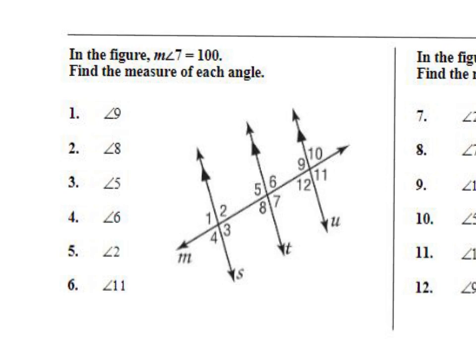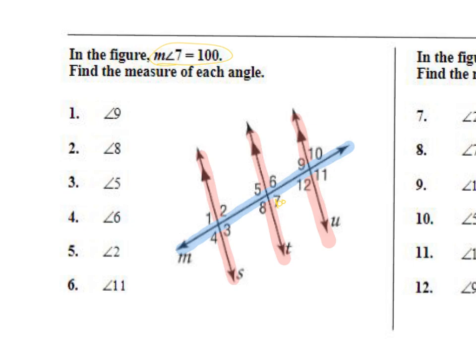So basically, we are told that we have line S parallel to T, parallel to U, and that our transversal coming through all of those is M. So that's going to help us with our measurements here. And we are told that the measure of angle 7 is 100. So I'm going to start by putting that in here as 100.